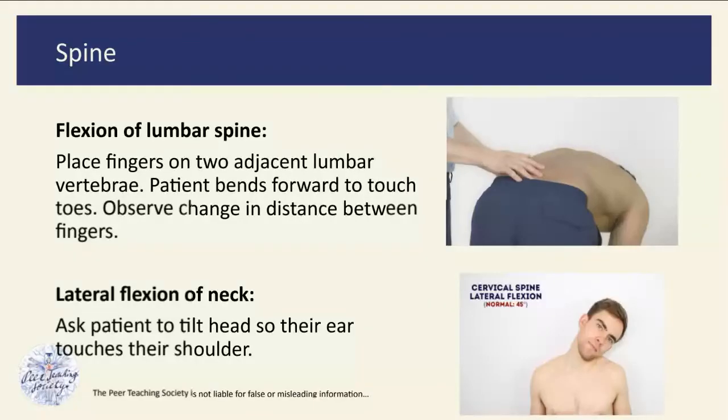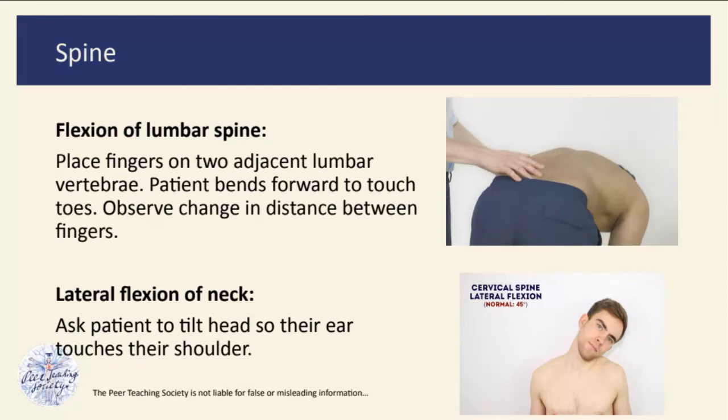So moving on, we have spine. We've just done the three questions, gait, and then the general inspection. So now we go on to spine. This is almost an abbreviation of the Schober's test, which you may be familiar with from the full spine exam. Essentially, you place fingers on two adjacent lumbar vertebrae, and you ask the patient to bend forward and touch their toes. And you're observing the change in distance.